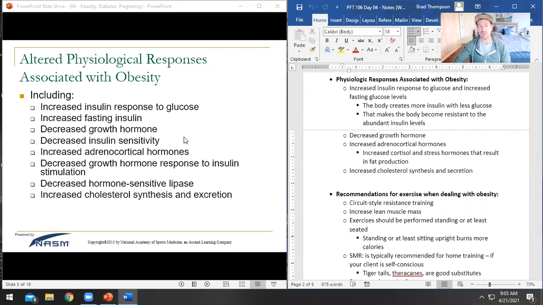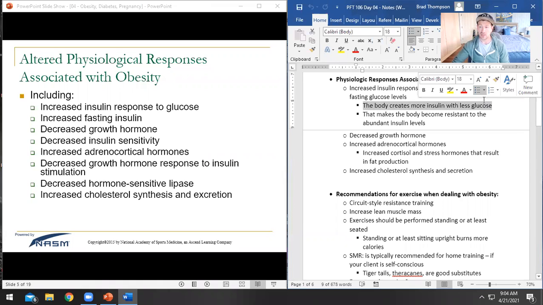So, altered physiologic responses with obesity. We definitely see the body respond differently to exercise, or really to anything in relation to obesity. One thing we're going to see is an increased insulin response to glucose. When I say insulin response, what I mean is that your pancreas will create more insulin with less glucose. And the reason for that is because we will actually find that we have a decreased insulin sensitivity.